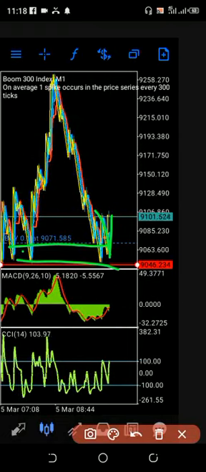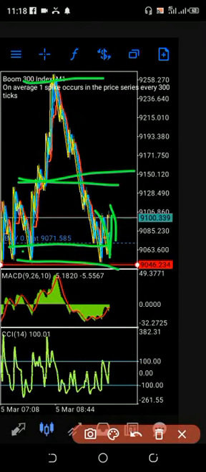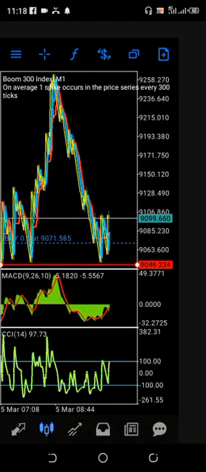Now, you may have a spike like this and you don't want to close. Watch your support levels and see if the previous support level is strong. If it is not strong, it has to pull back. Now, but these things are number one, please.